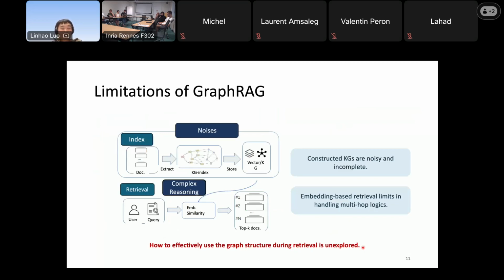And the second is during the retrieval stage: how can we design a retrieval mechanism that can better capture the graph structure and retrieve the relevant documents? For example, conventional embedding similarity might not work well to consider the graph structure information. So that brings the problem of how we can effectively utilize the graph structure during retrieval, and how we can handle noisy graphs to effectively find the relevant information.